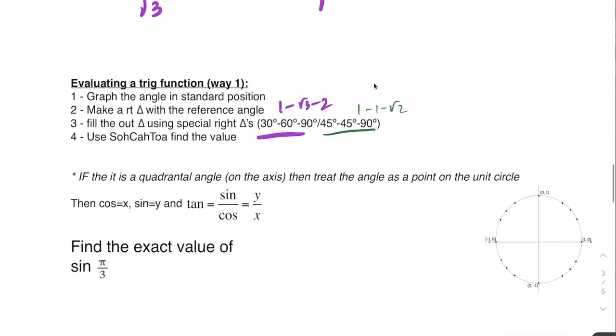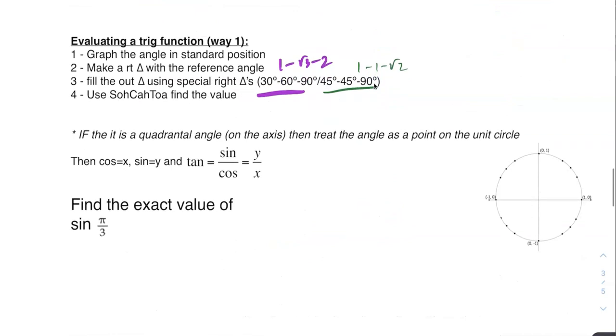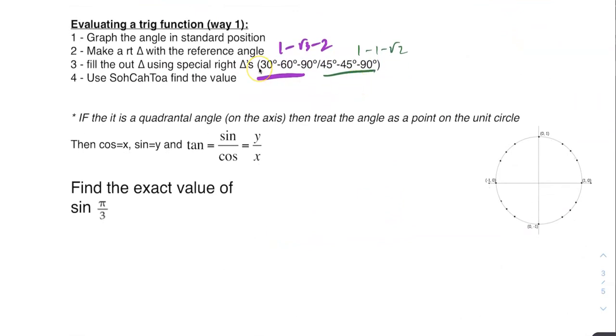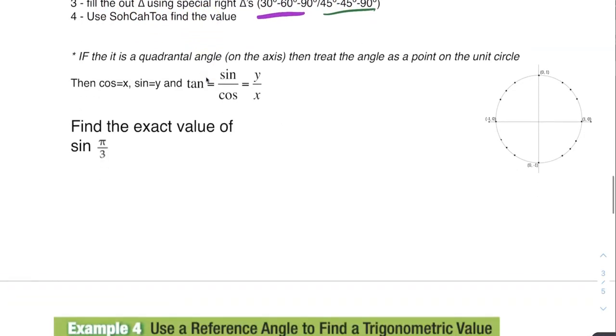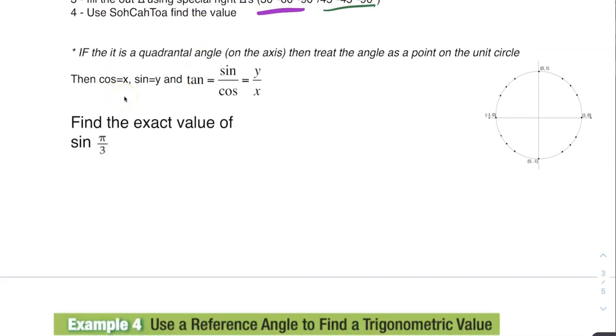Okay, now that we have that, we know that we could solve the trig function using radians. Here are the steps, exactly the same as we did with degrees. Graph the angle in standard position. Make a right triangle with a reference angle. Fill out the triangle using the special right triangles. Then use SOHCAHTOA to find the value. So let's do our first one.